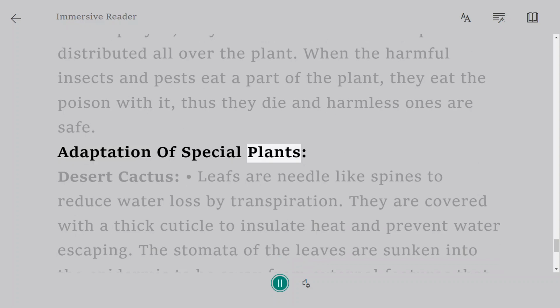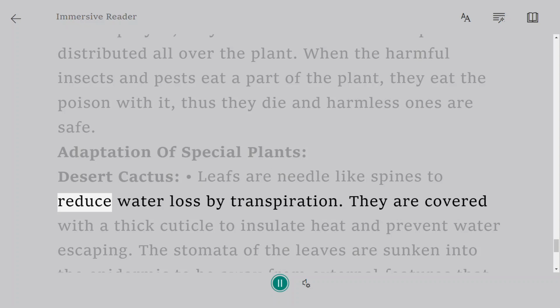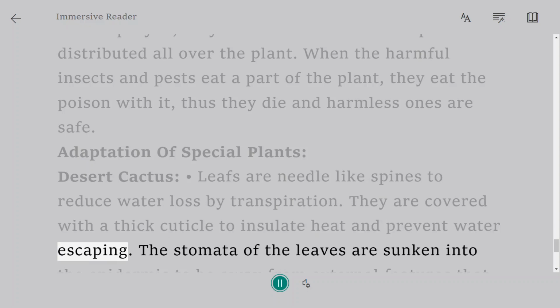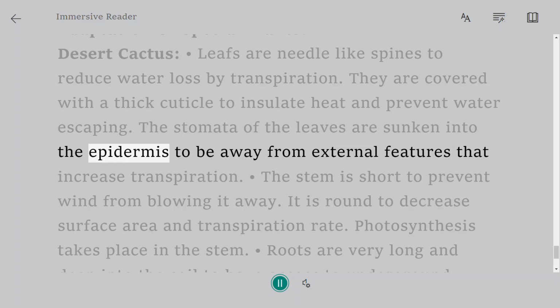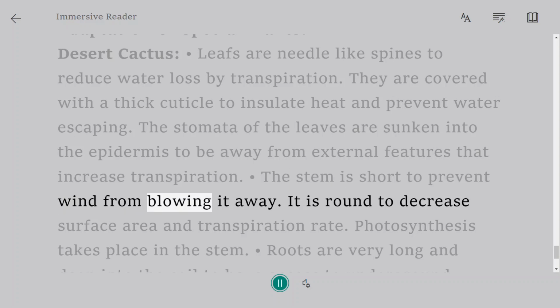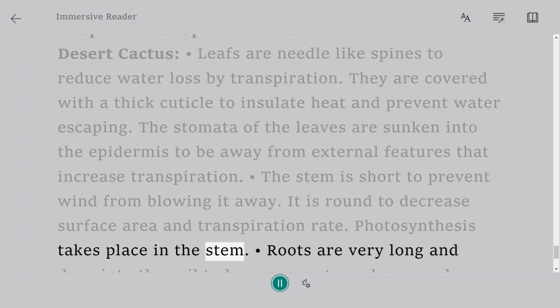Adaptation of special plants. Desert cactus leaves are needle-like spines to reduce water loss by transpiration. They are covered with a thick cuticle to insulate heat and prevent water escaping. The stomata of the leaves are sunken into the epidermis to be away from external factors that increase transpiration. The stem is short to prevent wind from blowing it away. It is round to decrease surface area and transpiration rate. Photosynthesis takes place in the stem.